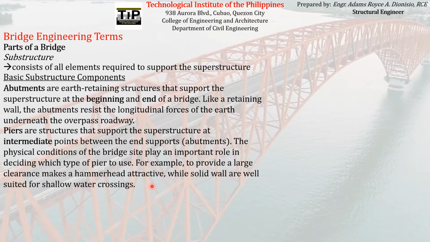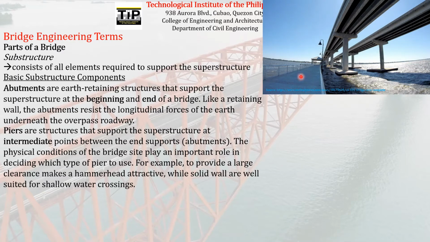So one example of a pier type is actually this. This is what we call the hammerhead pier. Hammerhead piers are usually used whenever we want to have a large clearance underneath the superstructure. You can usually see this type of pier in locations like the supporting piers of our light rail transits here in the Philippines.